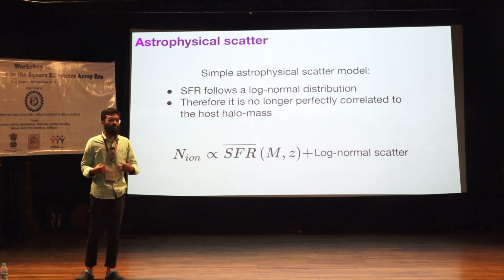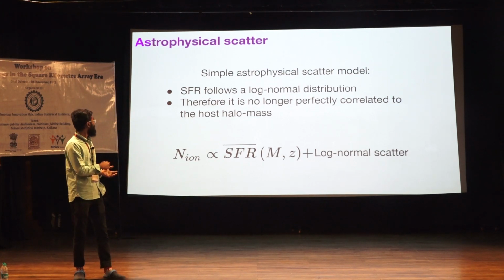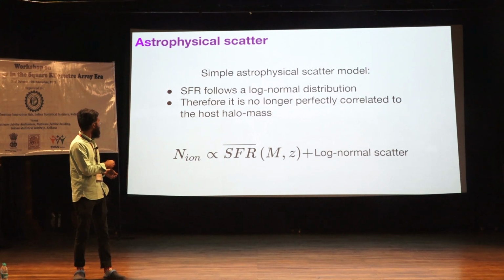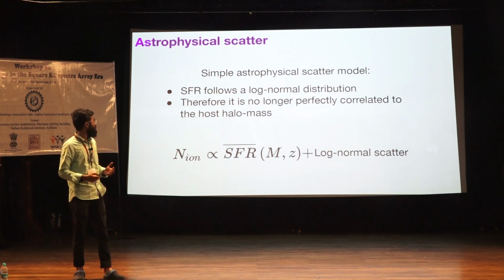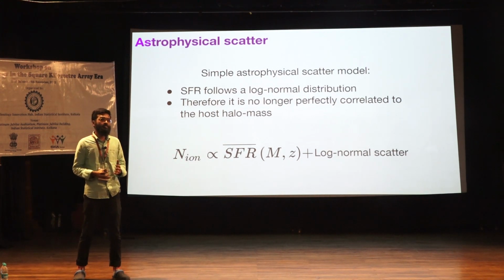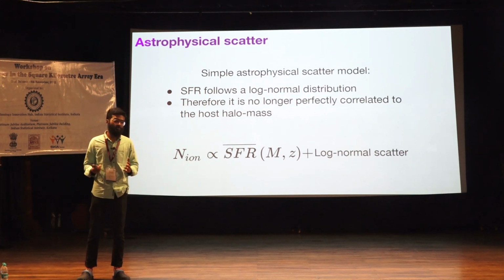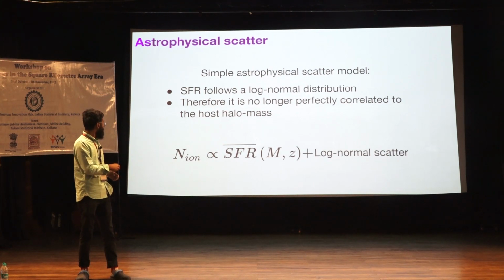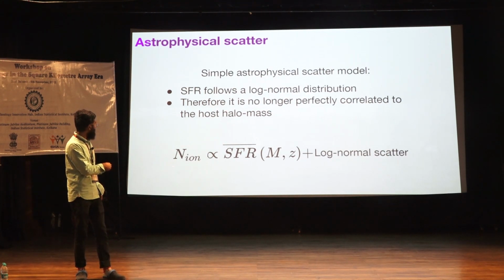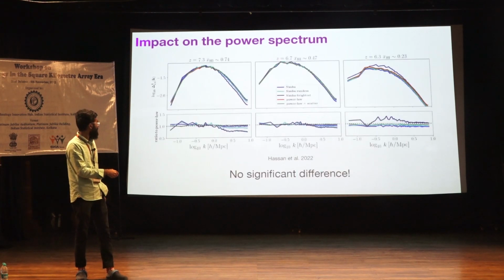But if we now want to study the impact of scatter, we have to assume some model of scatter. Usually we assume that the SFR follows a log normal distribution. Since we have introduced scatter, the star formation rate is no longer perfectly correlated to the host halo mass. So our photon emitting rate is now proportional to the mean star formation rate, on top of which we have added a log normal scatter.